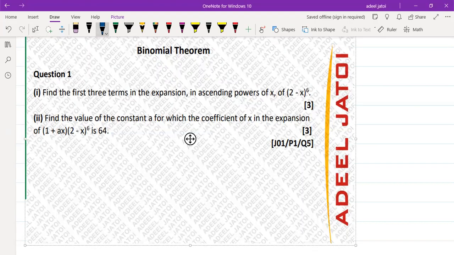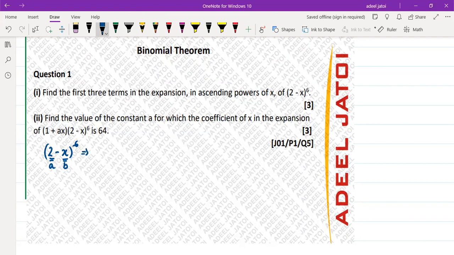June 2001, paper 1, question number 5 from the book, question number 1. Find the first three terms in the expansion in the ascending order. For ascending order, you must have x value in B. So that means you can see that we have 2 minus x to the power 6. This is your A and this becomes your B.